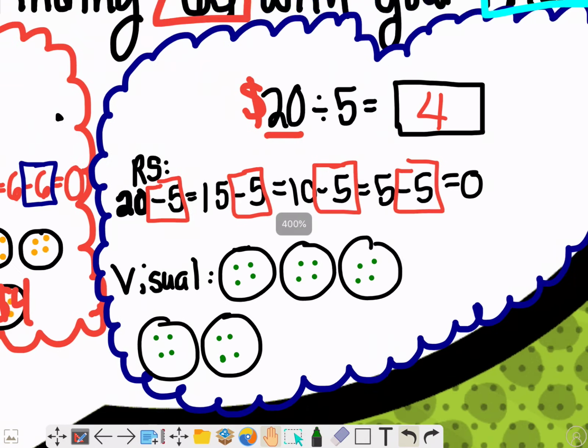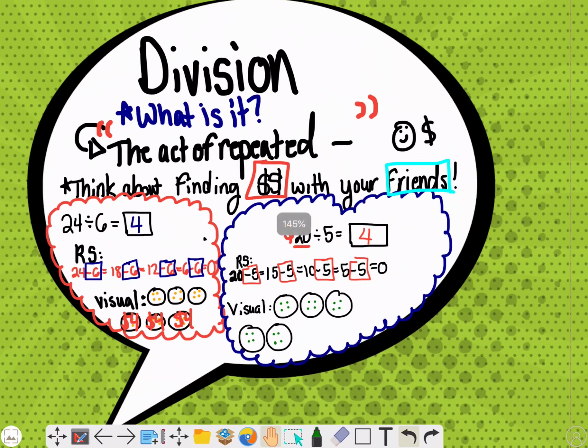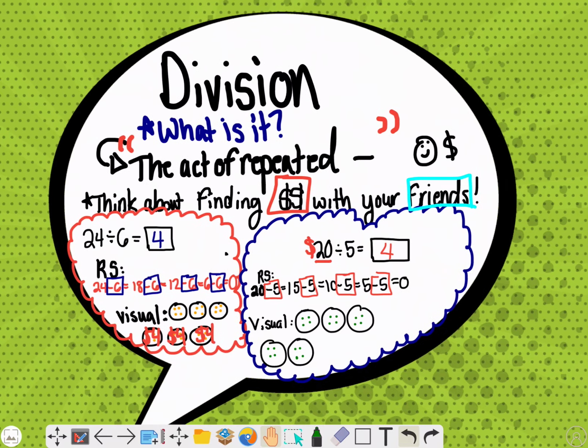So that is what division really is. Think about it as finding money with your friends. And remember, you can do it with repeated subtraction or a visual.